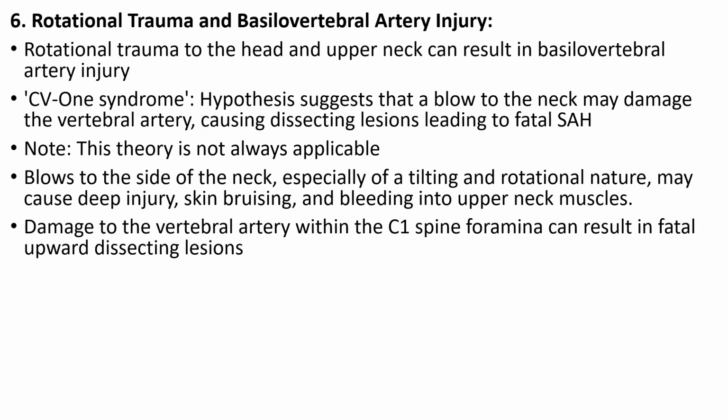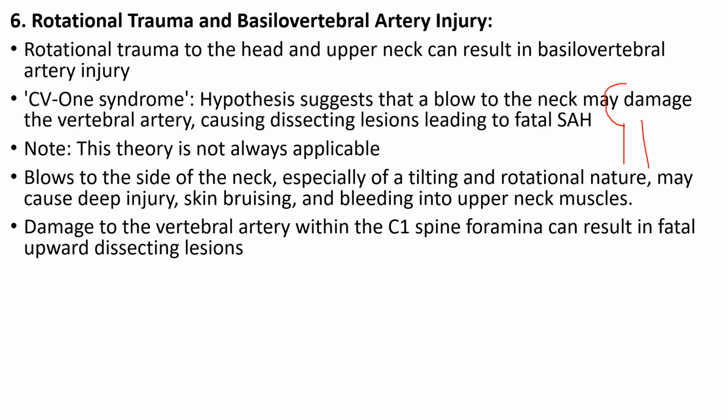Basal subarachnoid hemorrhage may be due to natural causes such as ruptured perianeurysm, and also may be due to traumatic causes as well, such as in basilovertebral artery injury. Rotational trauma to the head and upper neck can result in basilovertebral artery injury. One of the hypotheses is CV1 syndrome. It suggests that a blow to the neck may damage the vertebral artery, causing dissecting lesions leading to upward fatal subarachnoid hemorrhage.